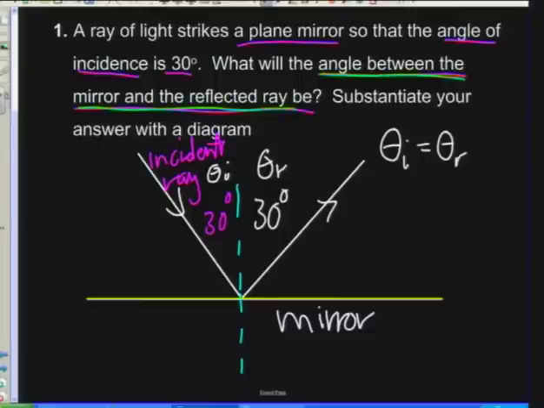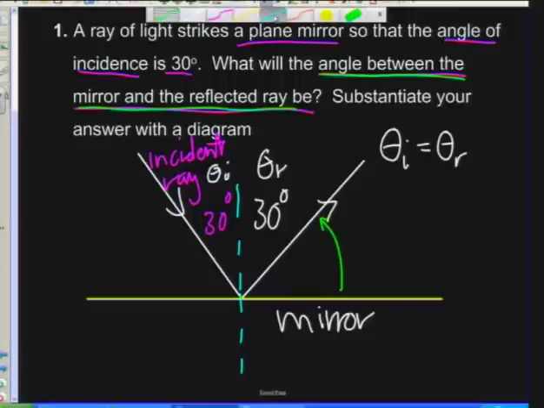So here's the mirror, and here's the reflected ray. So that's the angle we're looking at. We're not looking at the angle of reflection. So what we've got to do is we've got to remember that the normal is an angle of 90 degrees. That's right angles. It's perpendicular to the surface.